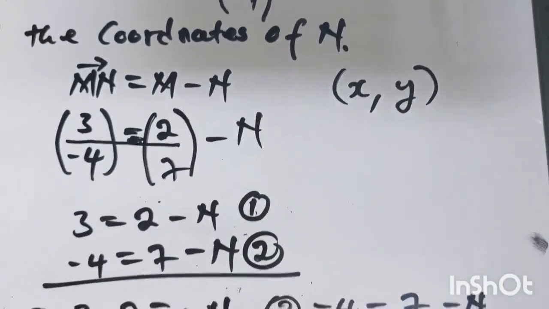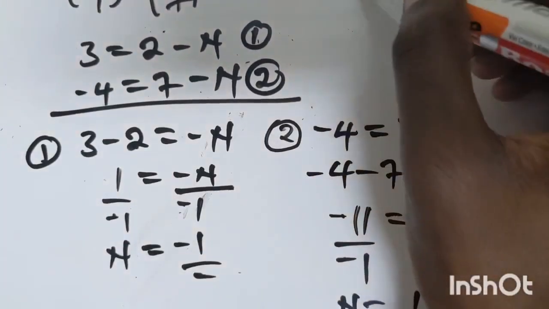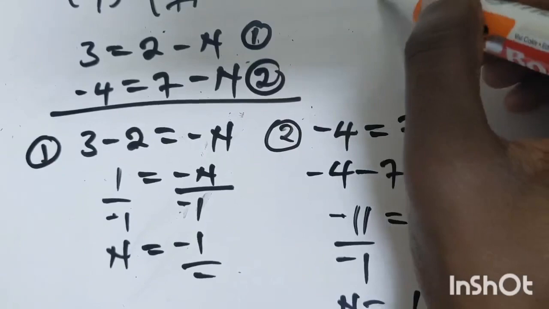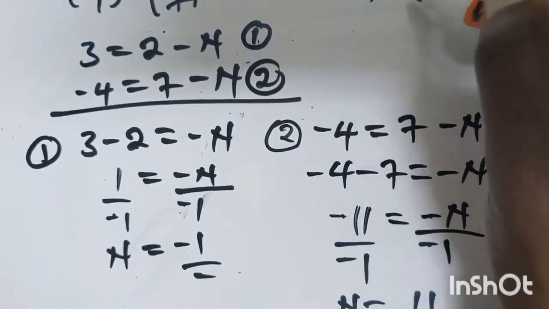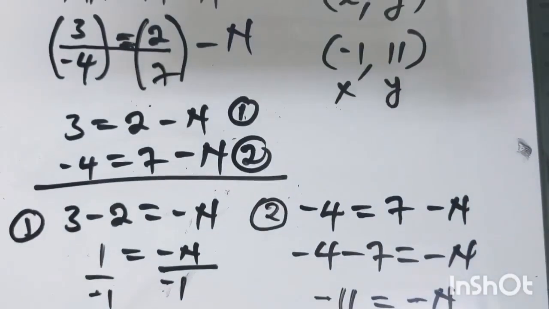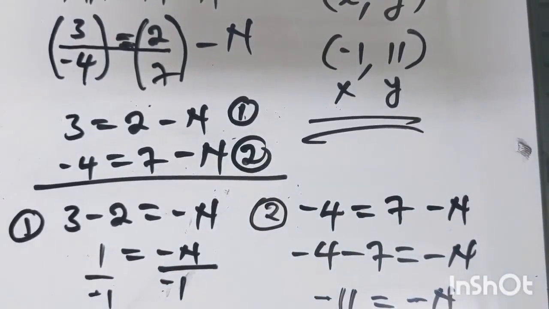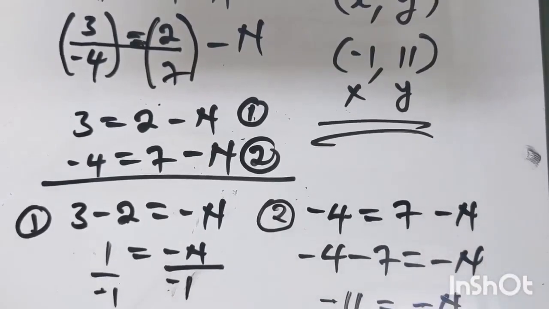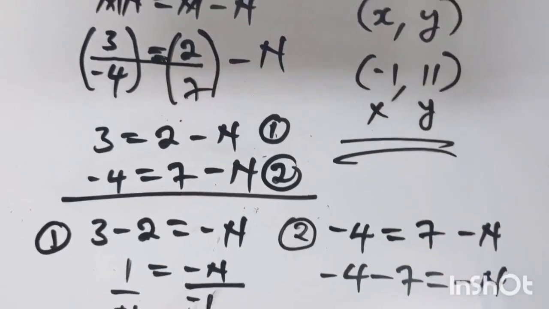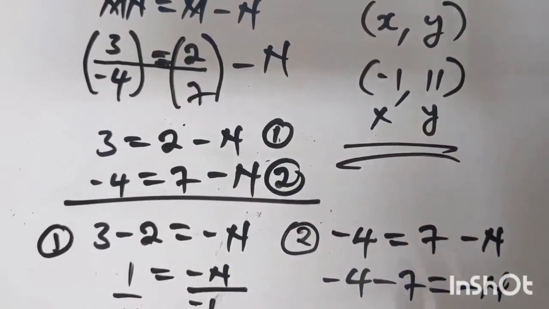So meaning that we have the one that we started with, which is going to be negative 1, comma, 11, like that. So this is x, this is y. So that is how you can find the coordinates of a vector, okay? I hope you've understood. Let's try to look at another question, okay?